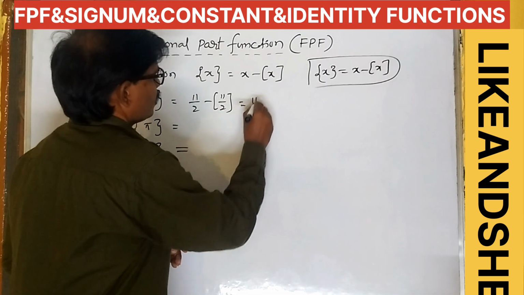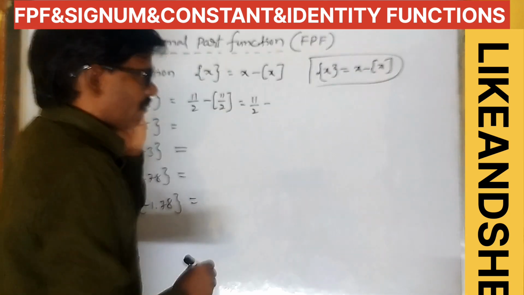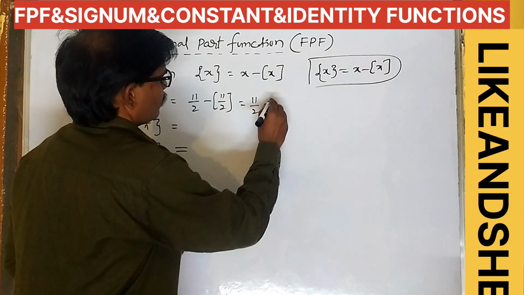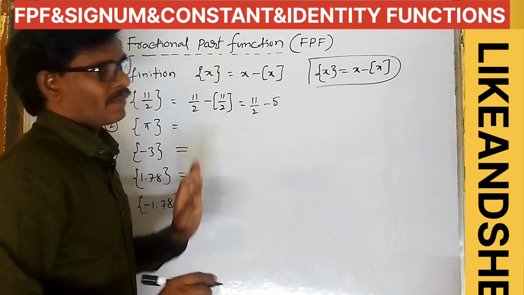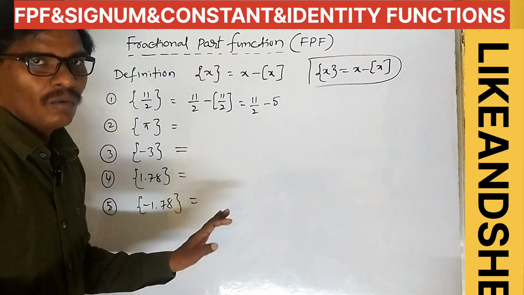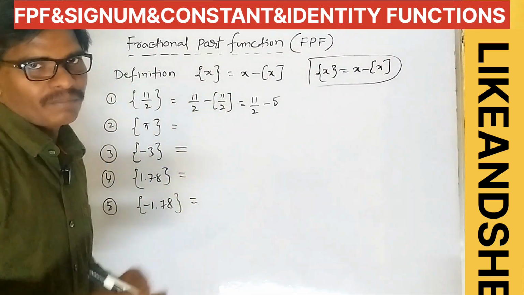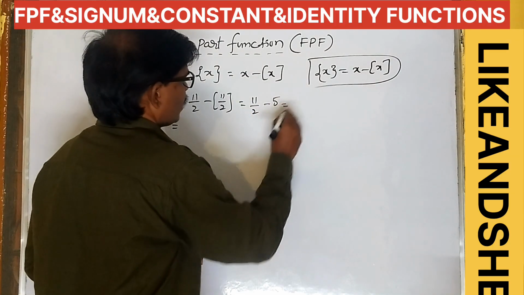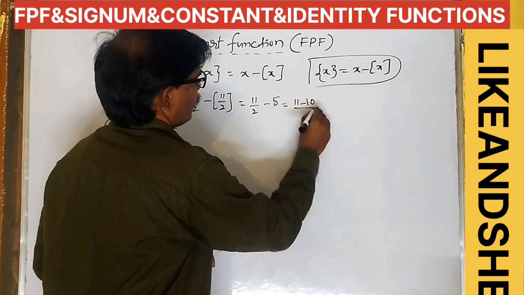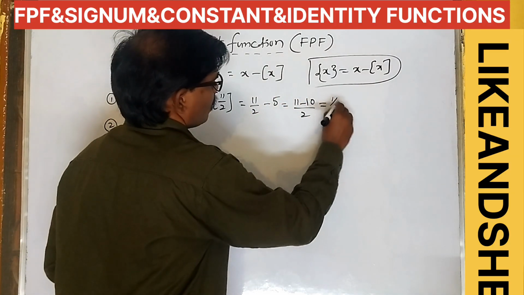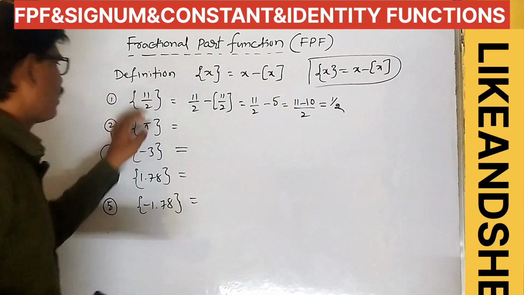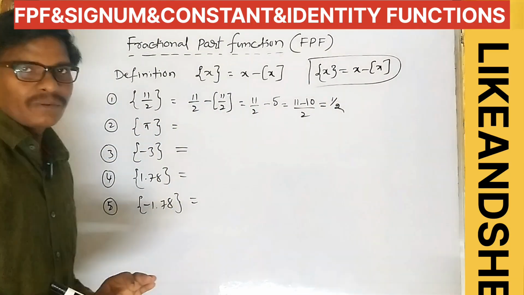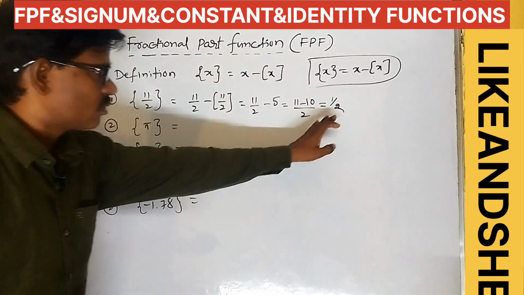So this is 11 by 2 minus step x, and the step x value is equal to 5. 11 by 2 means 5 point something, 5.5, so the step x value is 5. Simplify this: 11 minus 10 by 2 equals 1 by 2. So 1 by 2 is the fractional part of 11 by 2.